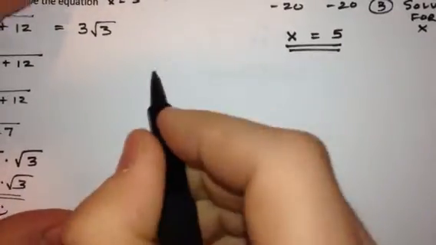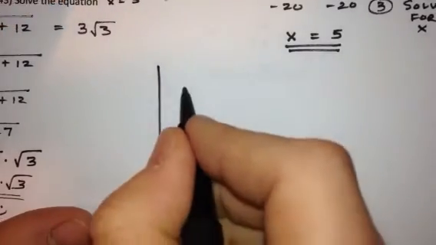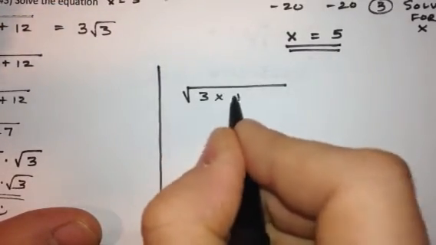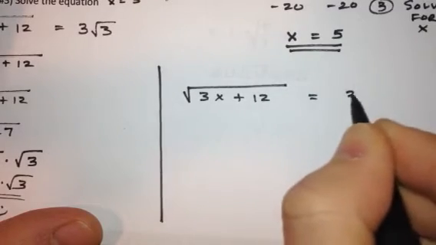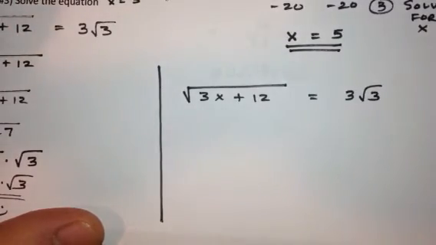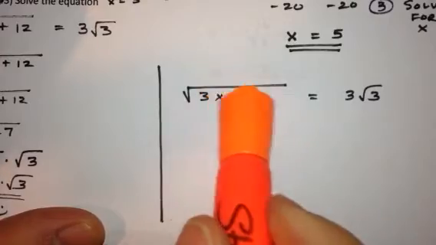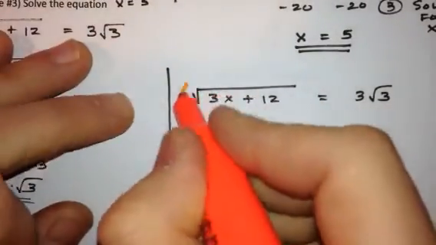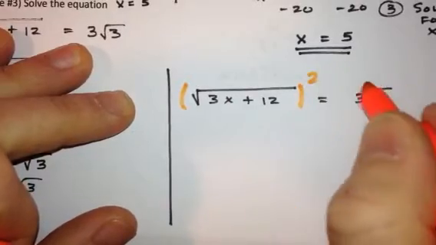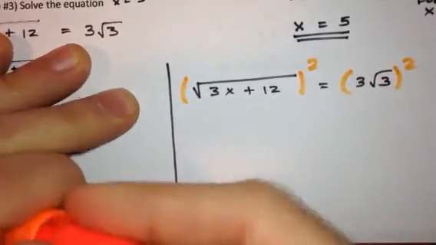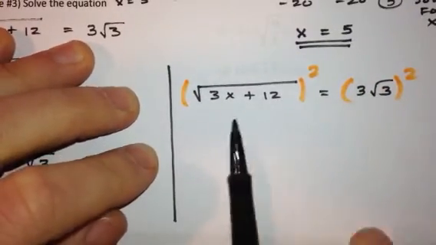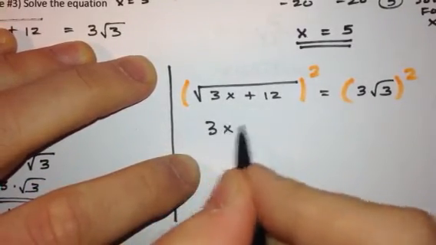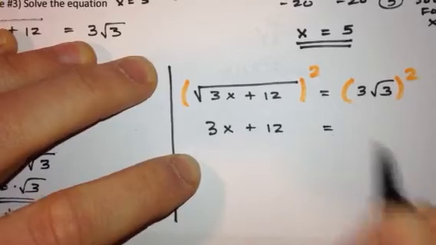Now let's actually solve the equation. Here we go. Square root of 3x plus 12 is equal to 3 roots of 3. Step 1 is always to isolate the radical. Well, the radical is already by itself, so we can go ahead and square both sides of this thing, which is easy on the left. The square and the radical just undo each other. We get 3x plus 12.